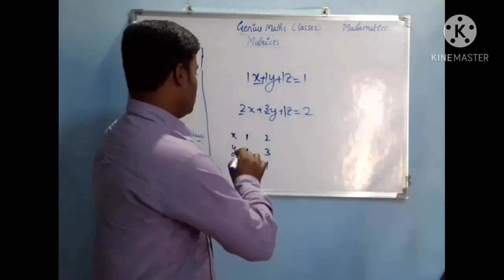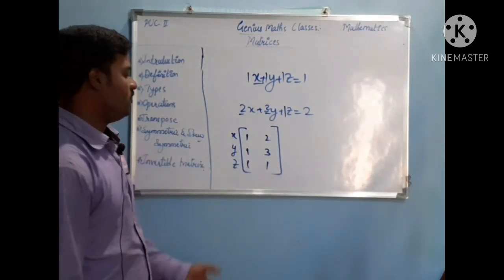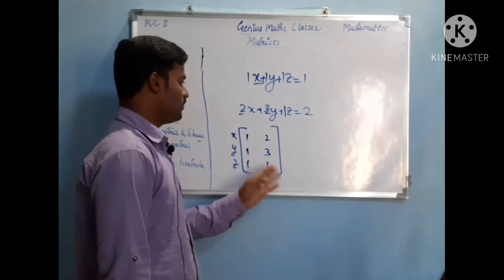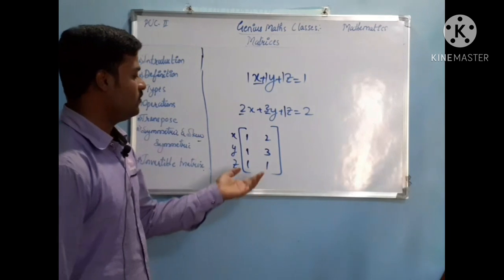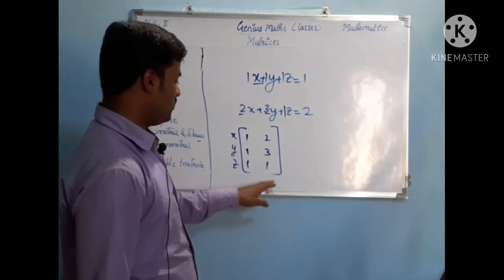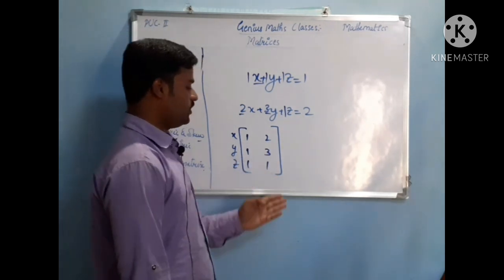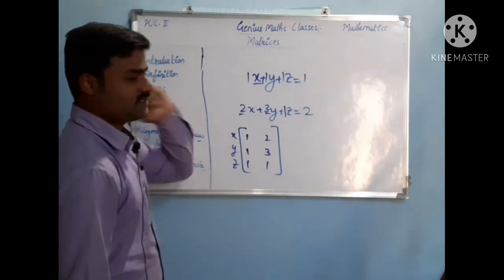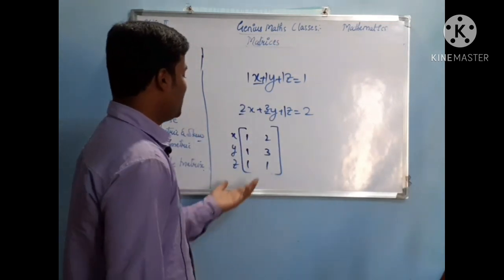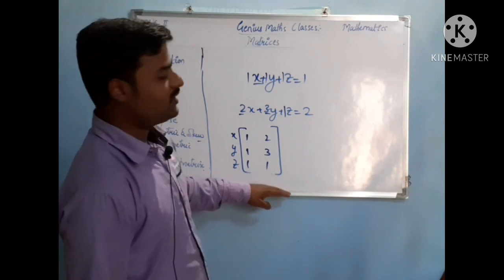So this is a rectangular array. This is nothing but a rectangular array. We represent the elements, the coefficients of this linear equation, 1 2 1 3 1 1, in a rectangular form. This is nothing but the matrix. So using this concept I can define a matrix.